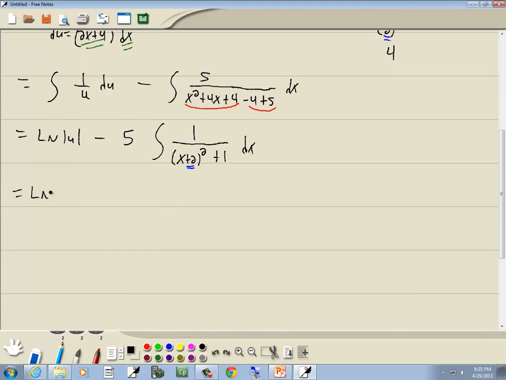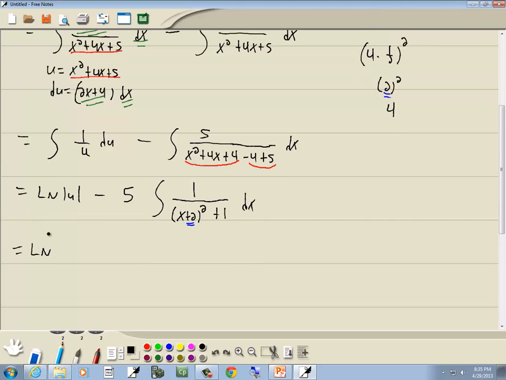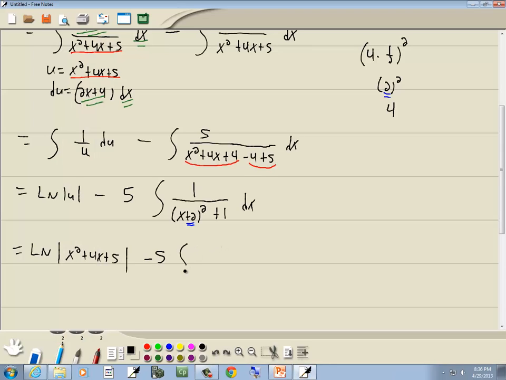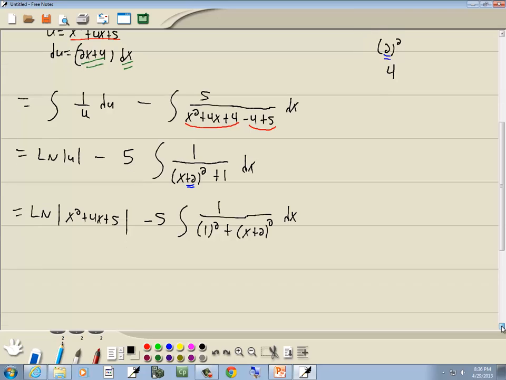Well, let me plug my u back in. What did we say u was? u was x squared plus 4x plus 5. So we've got natural log of the absolute value of x squared plus 4x plus 5 minus 5. What goes first? The a goes first. So let me rewrite this. I'm going to put the 1 first, and we want to rewrite it as something squared. So we got 1 squared plus x plus 2 squared dx. And now we're ready to do our u substitution.